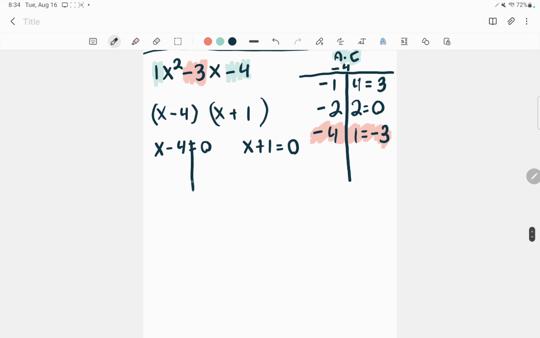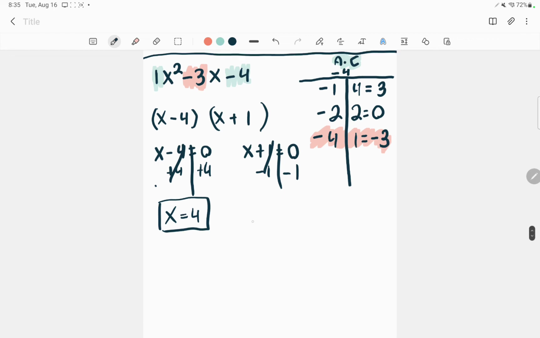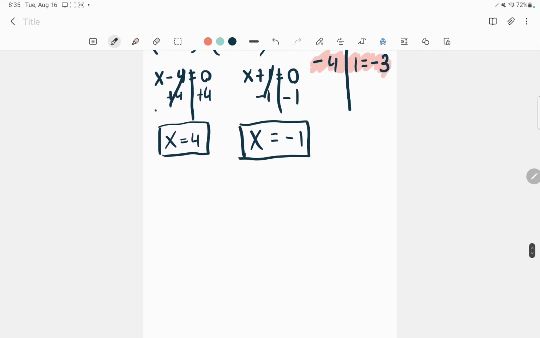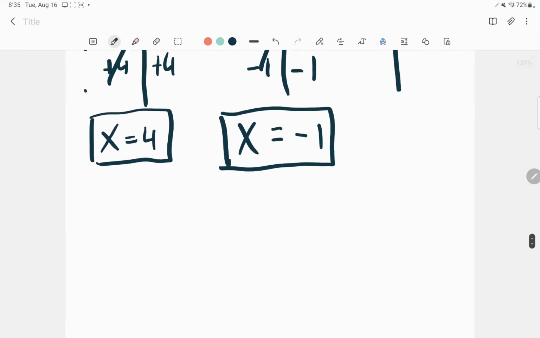Okay, now we just solve for both of them. So it's going to be plus 4. So the first one is x is equal to 4. Second one, minus 1. X is equal to negative 1. There we go. Now we figured out my x values, right?